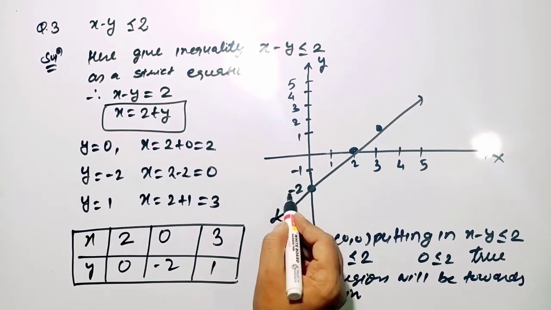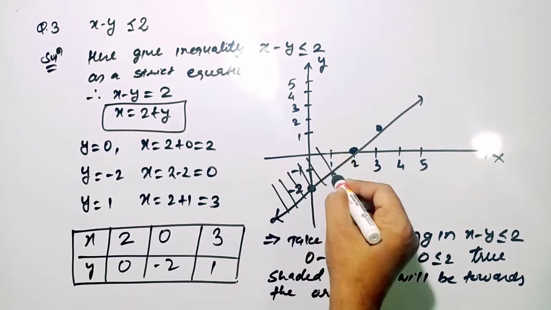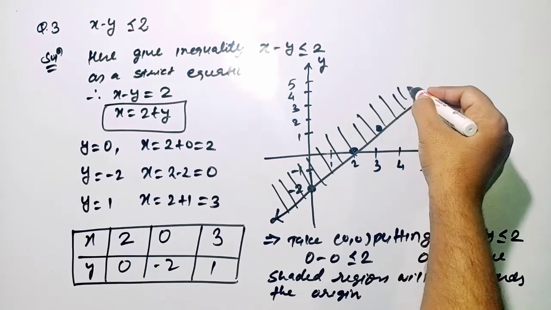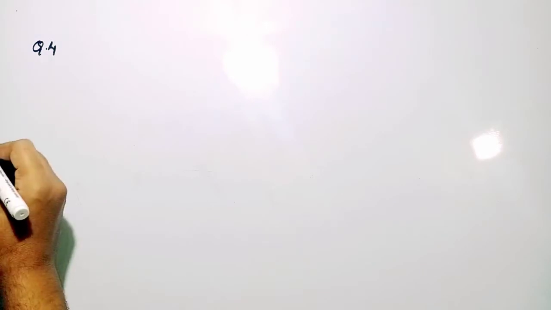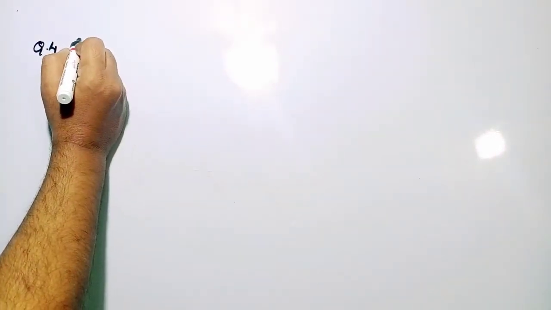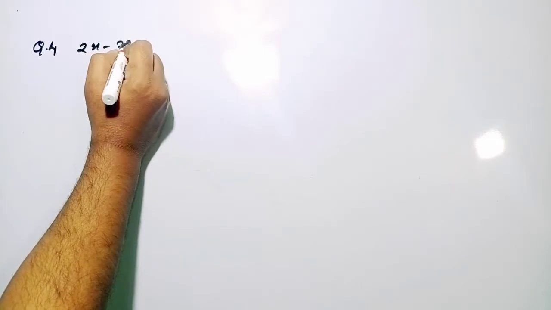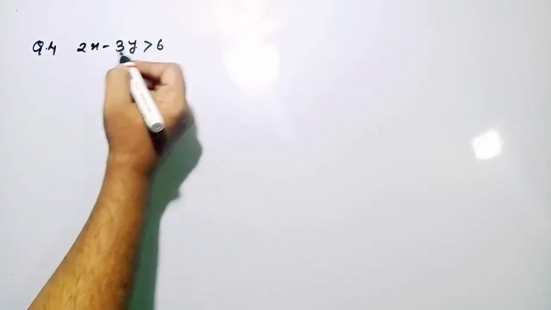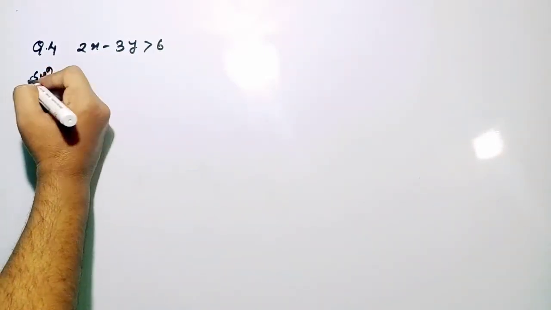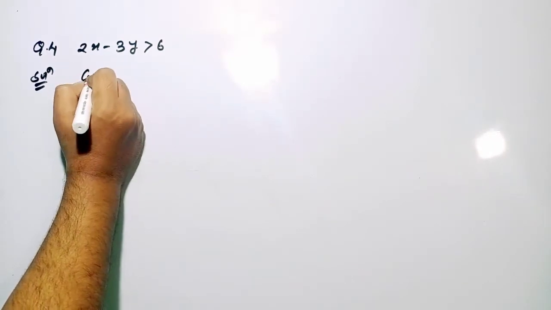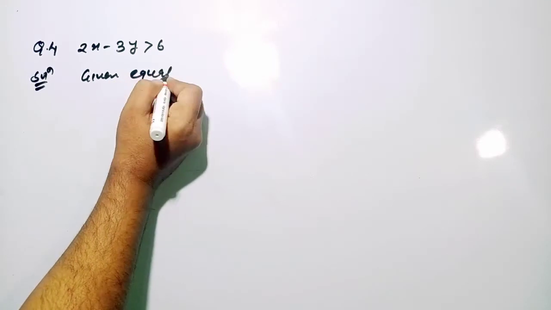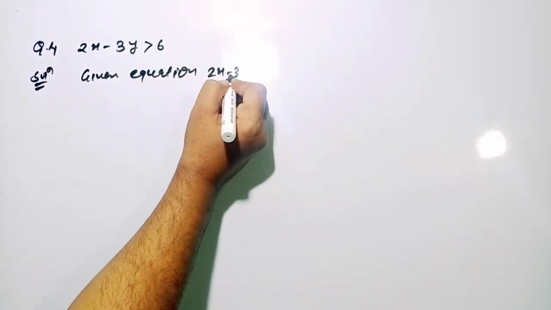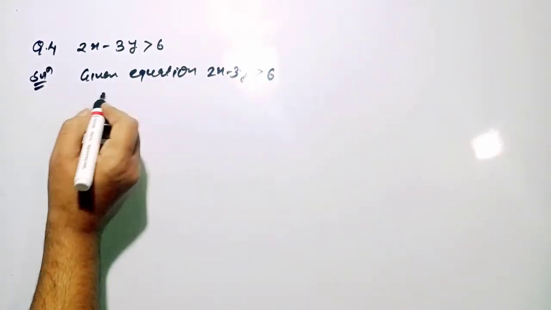So drawing the shaded region over here, right? Now students, moving to the next question. The question is 2x minus 3y is greater than 6, right student? So here it has been given that 2x minus 3y is greater than 6, a strict inequality, right?